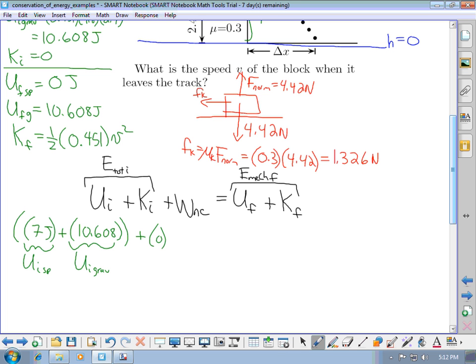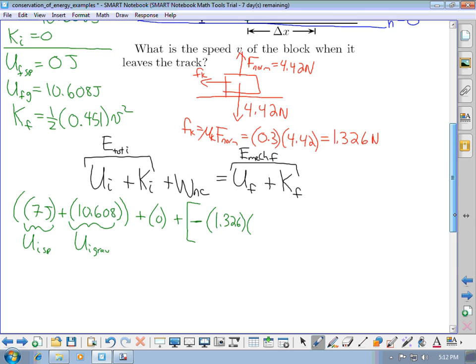There's no kinetic energy at the beginning. And then the work done by friction, first of all, it's going to be negative because the force of friction is against the motion. And it's going to be the force of friction, 1.326 newtons, times the horizontal distance of 1.2 meters.